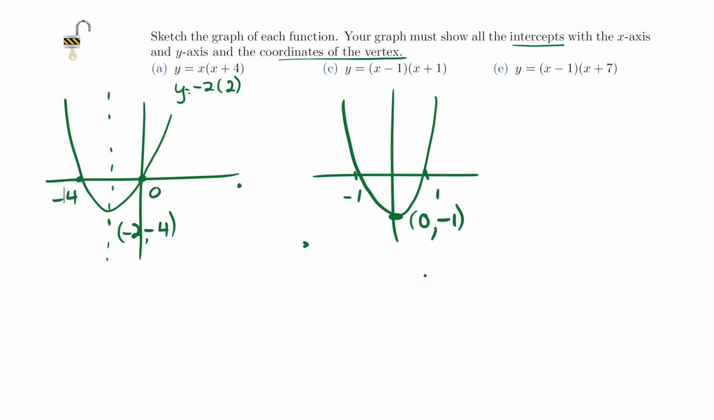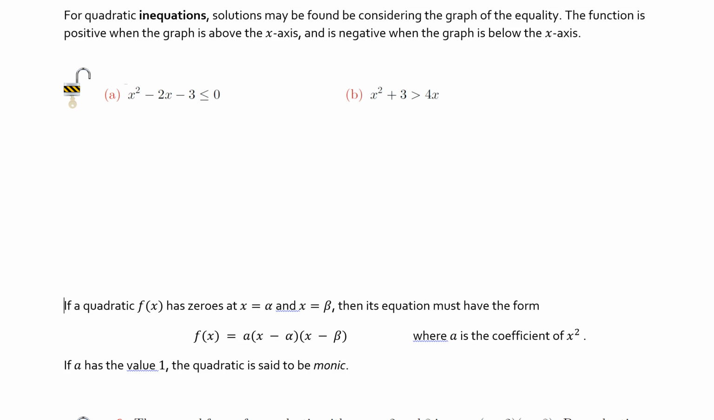become minus 1. Now we also know that we can use our parabolas to help us to solve quadratic inequations by considering the graph of the equality and then noticing when the graph is either above the x-axis or below the x-axis. So we'll just do one of these examples here.